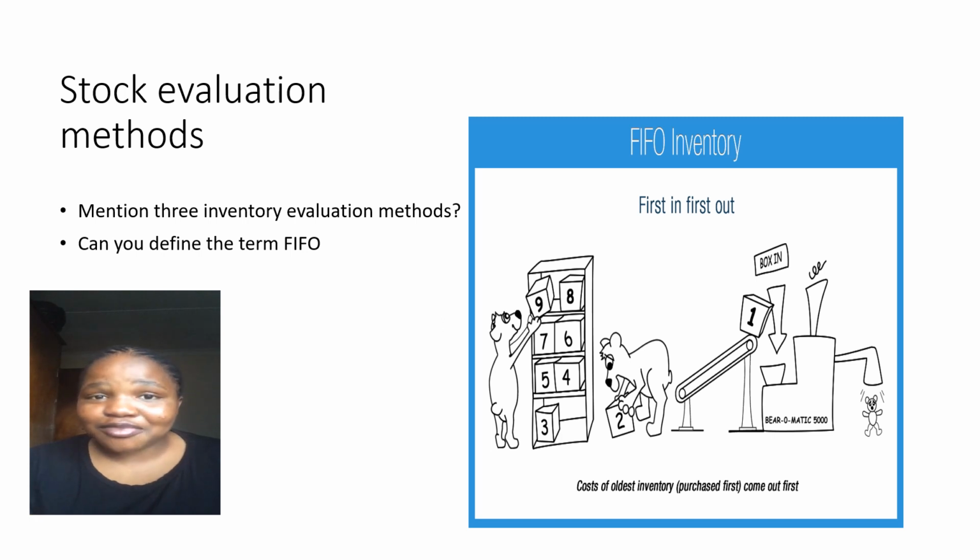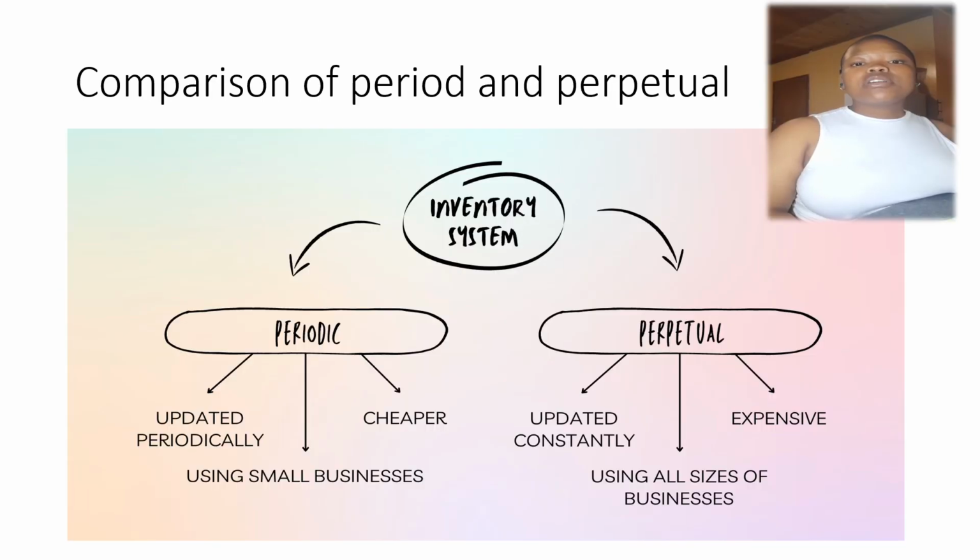Now let's recap from our grade 10 work. Can you mention the 3 evaluation methods? And also, you are familiar with the term FIFO. Can you define what is FIFO? Just write it down. And I'm going to be focusing on periodic and perpetual inventory systems, comparing between the two so that you can understand the differences between the inventory systems.